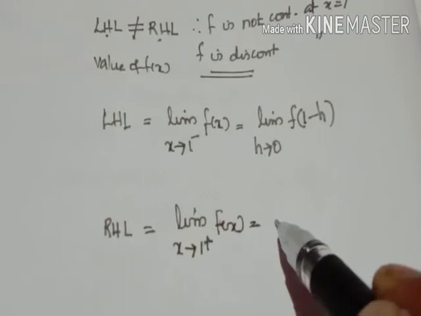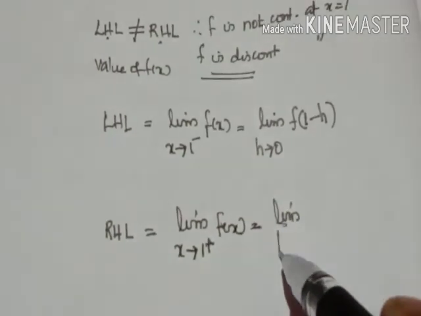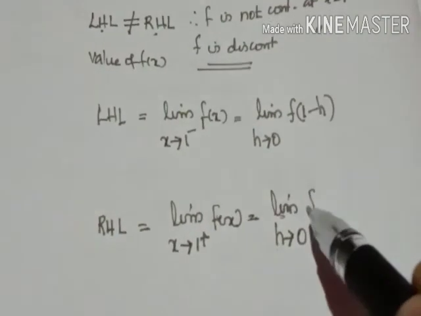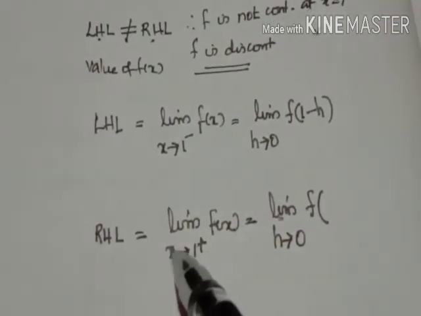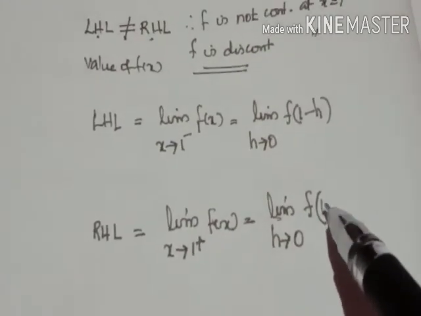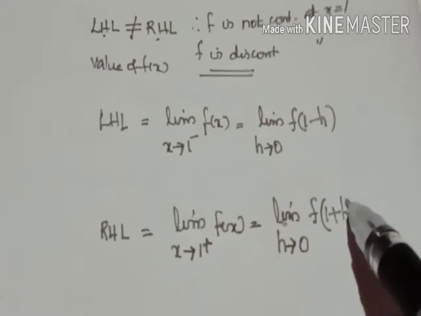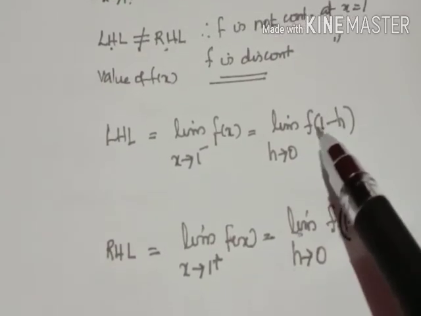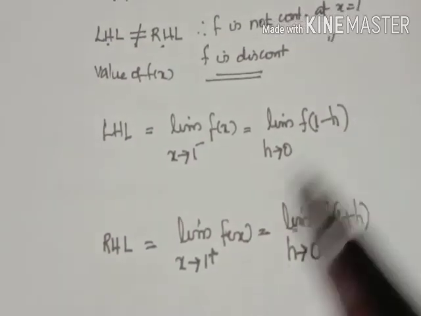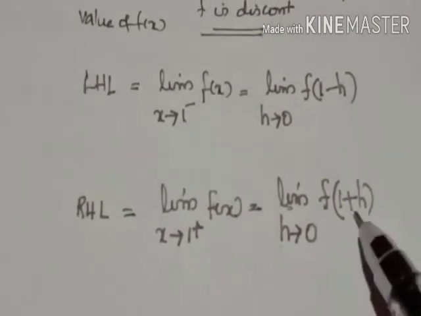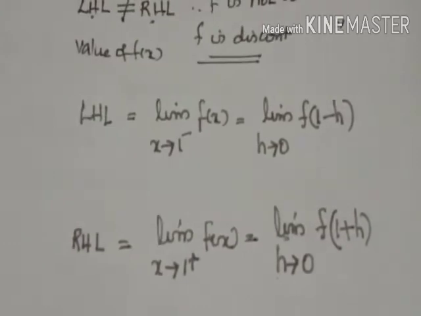So it can be converted as limit h tends to 0, f of 1 plus h. We want to see the right hand limit, 1 plus, so you have to write here 1 plus h. Left hand limit means 1 minus, so write here f of 1 minus h. Right hand limit means 1 plus, so then you have to write here f of 1 plus h.